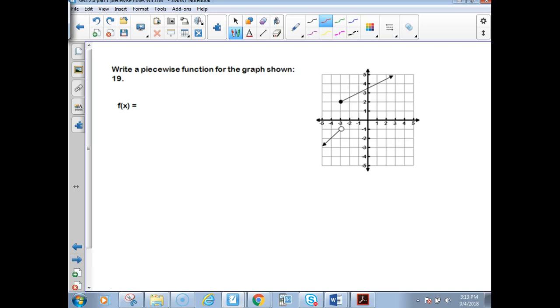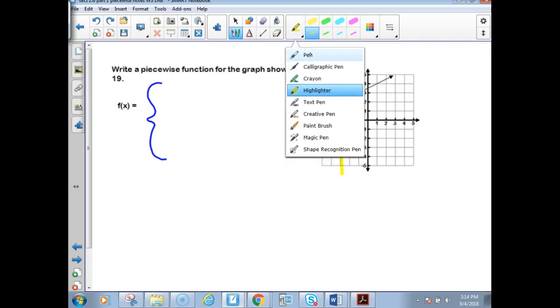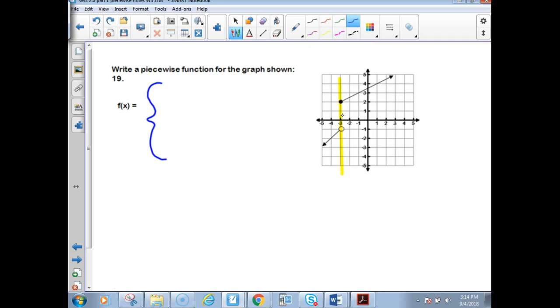All right, well, I want to write a piecewise function for this graph. All of these started with the big old bracket. Looks kind of like a face. So we need the boundary amount, which is good to go look at right away. I see -3, right? Okay, so I know something about -3 is my boundary. So that means let's go for the right side first.